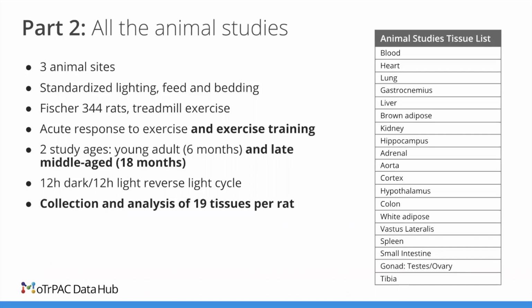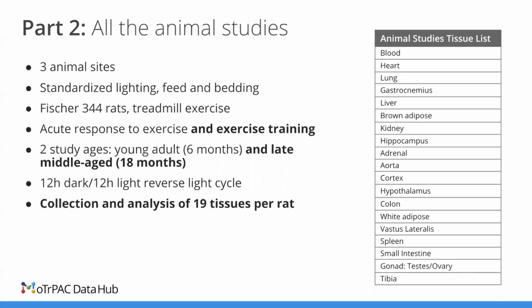So again, there are 3 preclinical animal sites, and across these sites, we really worked quite hard to standardize our lighting, our feed, or where we got our chow, and the bedding, and we stayed within what the NIA colony is maintained on. Same Fisher 344 rats, treadmill exercise. So in addition to our acute response to exercise, we also have exercise training, and we're going to collect some samples at different times during the training adaptations. We had 2 study ages. So there were the 6-month adult animals and then late middle-aged or 18-month-old Fisher 344s.